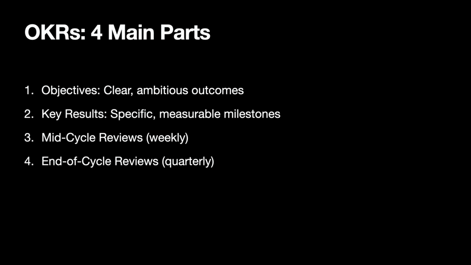OKRs are a widely used goal-setting system that can be used both personally and professionally. By setting and tracking OKRs, organizations and individuals can ensure they're working on the right things and quickly identify areas of improvement. The OKR system involves 4 parts. The first is setting clear, ambitious outcomes, known as objectives. The second involves defining specific, measurable milestones, known as key results. Once those objectives and key results are defined, you'll run regular review cadences mid-cycle to measure progress. And then, at the end of the cycle, you'll run post-mortem and planning sessions for the next cycle.